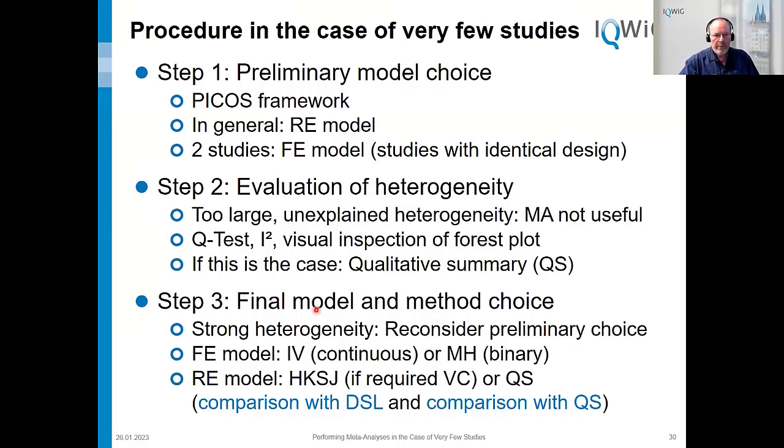Then in step 3, we make a final model and method choice. If we chose the fixed effect model in the first step and now find in step 2 very strong heterogeneity, which is unexplained, then we reconsider the preliminary choice and maybe we switch to the random effects model.